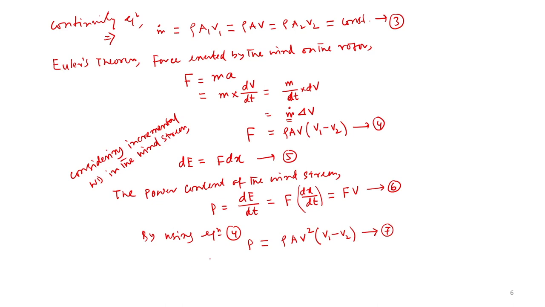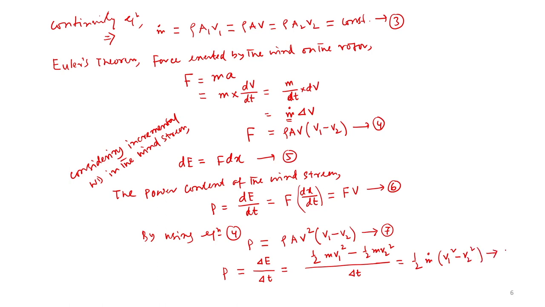Okay. So, this P again we can write like delta E by delta t, that means we will have rate of change of kinetic energy from upwind to the downwind, m V1 square minus V2 square divided by delta t. Okay. So, it can be written something like half, because m by dt is m dot, the mass flow rate, and it may be V1 square minus V2 square. So, this may be equation number 8.